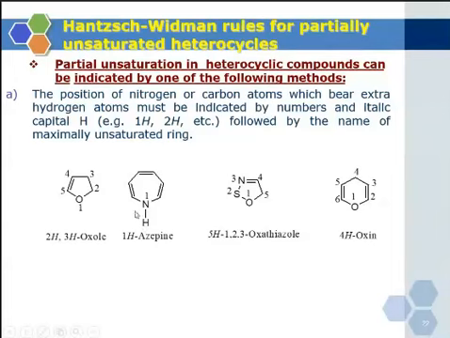Here, if we see the structure, only position number 1 is saturated. Here, 1H, the unsaturated 7-membered ring is denoted as azepine. Here we can see position number 5 is saturated, hence 5H, 1, 2, 3, oxathiazole. Likewise, we can denote this structure as 4H because the fourth position is saturated here, hence 4H oxane.